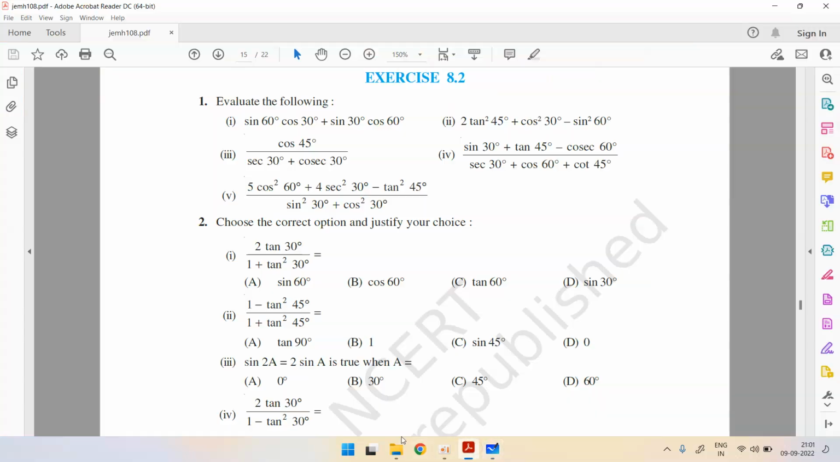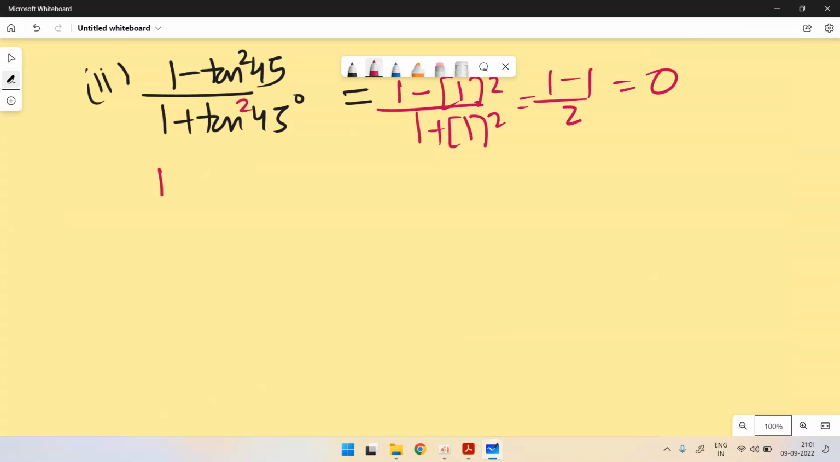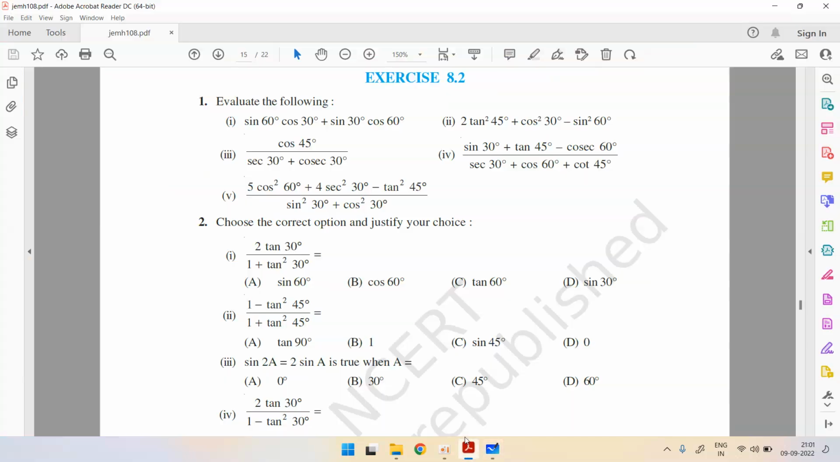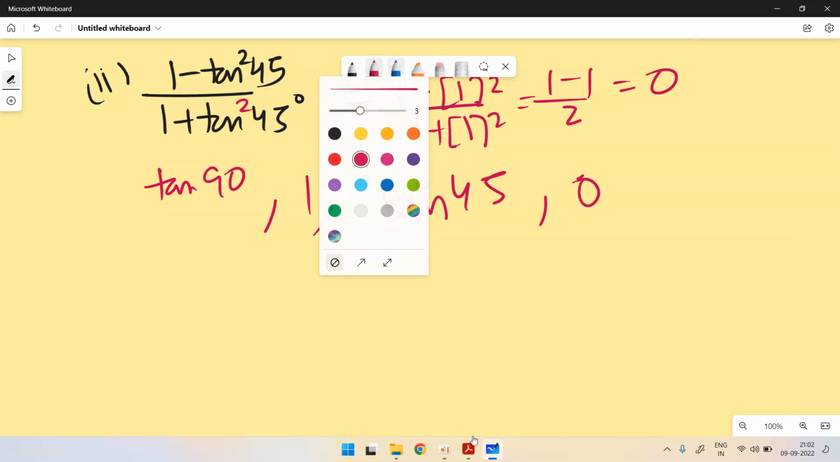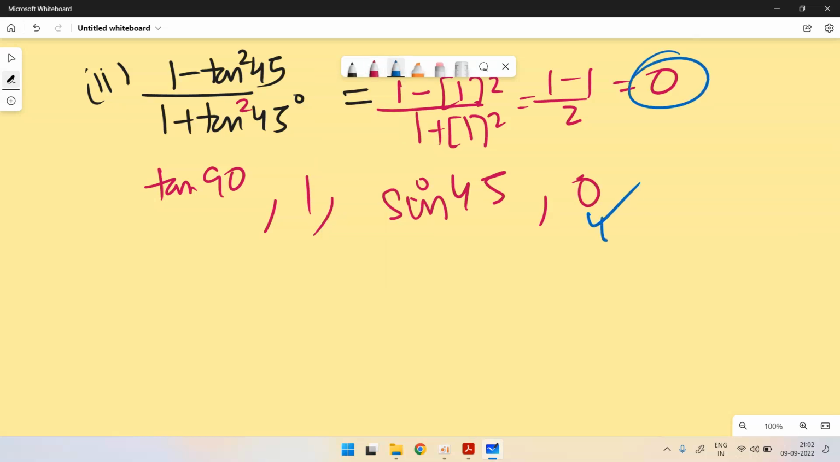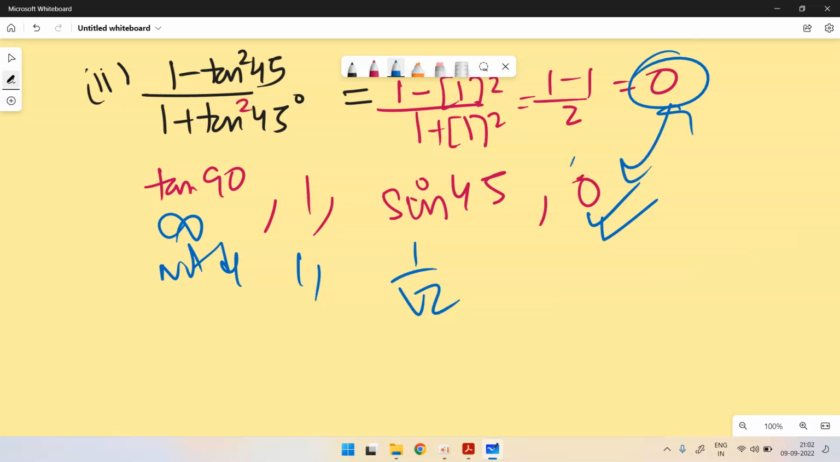Now as per the options given in the question, it is tan 90 sine 45 or 0. Now you can see that 0 is equal to this, so 0 is correct. Tan 90 is infinity, not defined, and this is 1, and sine 45 you already know is 1 by root 2. So 0 is equal to 0, so 0 is your answer.